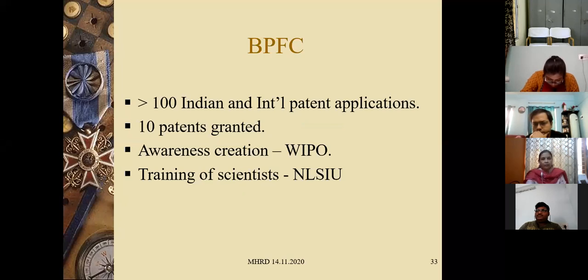Then the other patent office, BPFC, has also facilitated filing of patents. So far, we have information on more than 100. Of these, 100 have been filed, but only 10 have been granted. So they are also in the process of creating awareness and training the scientists. This is in the National Law School.